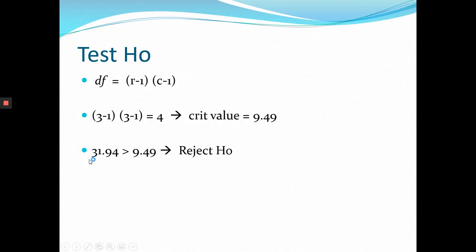This one's almost a no-brainer. So our calculated chi-square of 31.94 is way greater than this critical value, so we reject H0. So there's something going on here. There's not a random pairing of couples in terms of their attachment patterns. It's not random. There's something non-random, something systematic that's driving certain types of couples, certain types of people to be in relationships with other certain types of people.